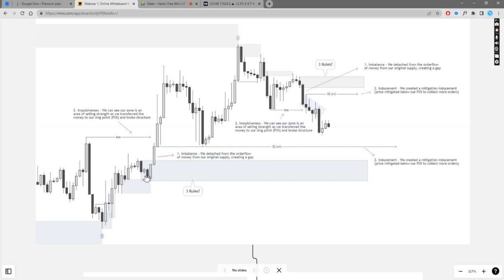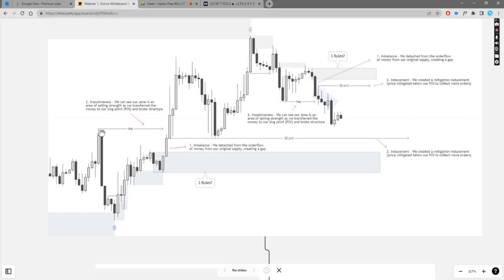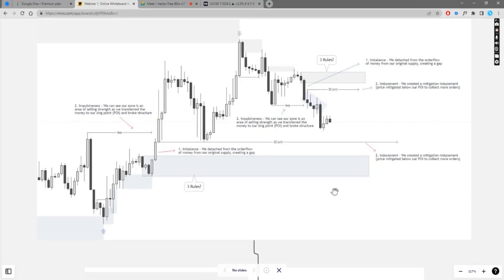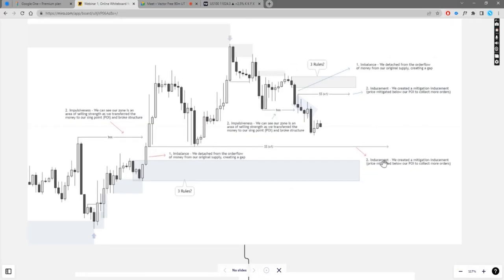And yeah, we detach from that order flow. We have that impulsiveness because we broke structure there. So we swept and broke structure. It's a very good sign of bullish strength when you sweep and you break stronger swing structure. And we have inducement. So remember I said this level here, which is above that imbalance of our POI, that mitigated to there, this mitigated to here, okay?